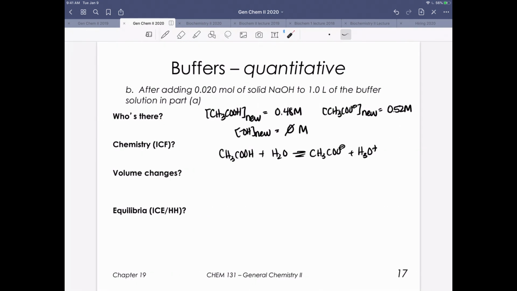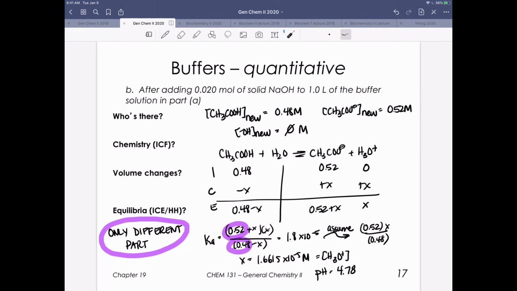So again, we can solve this via an ICE table. We've got our new concentrations of weak acid and conjugate base. So using the equilibrium that would exist between these, we can start by writing our balanced chemical equation for our equilibrium reaction. Because we have an equilibrium, we're going to have an ICE table. So here's our ICE table. Again, our ICE table here is going to have these new values: not 0.5, but 0.48. Not 0.5, but 0.52.